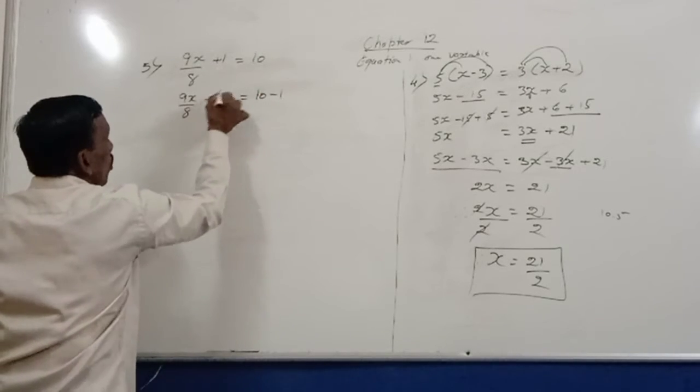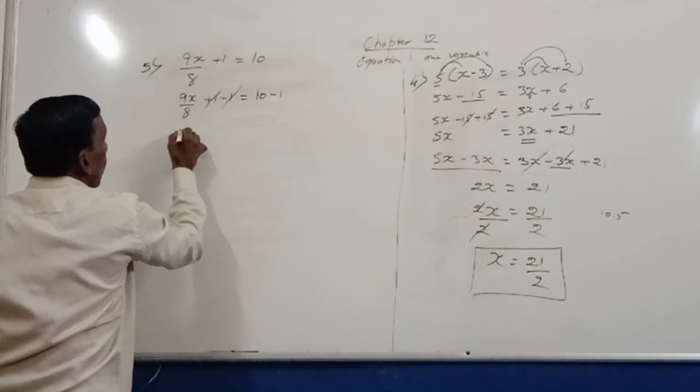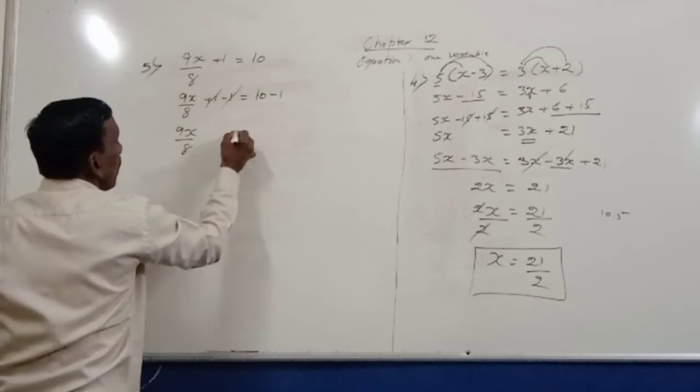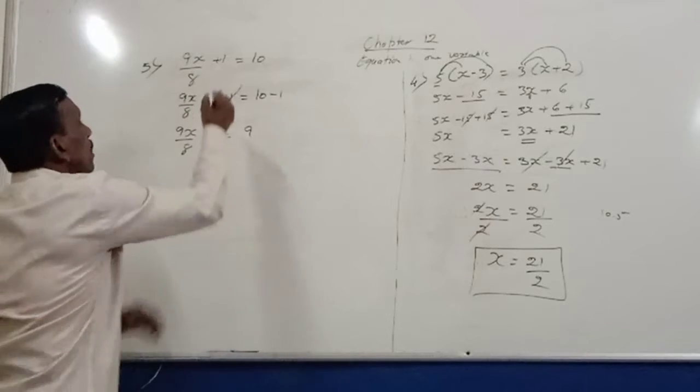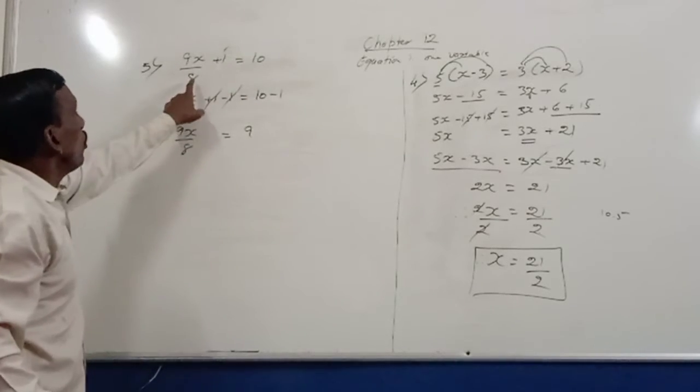So this plus and minus cancel out. What is the remaining here? 9x upon 8 is equal to 9. Now this number is removed. Okay. Now I will remove this also.